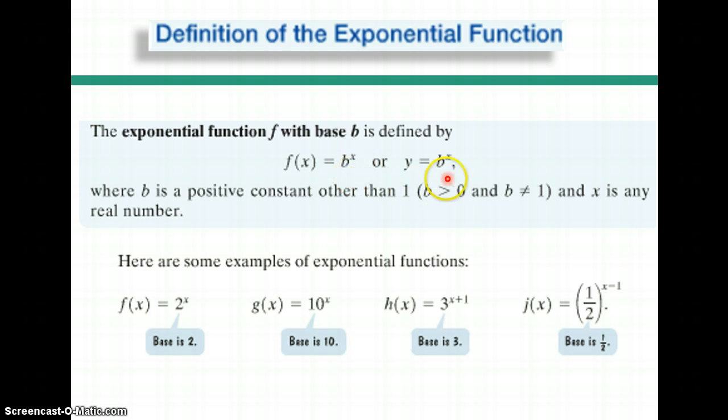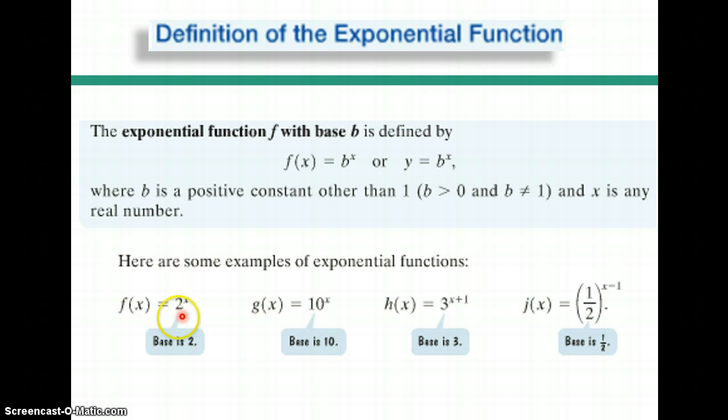B should not be equal to 1 and should be positive, means b should be greater than 0. The function can also be written as y equal to b to the power x.